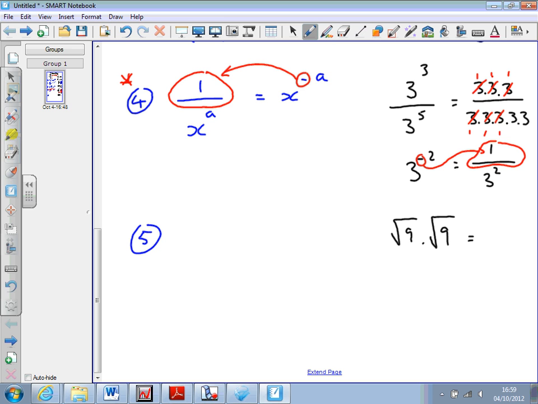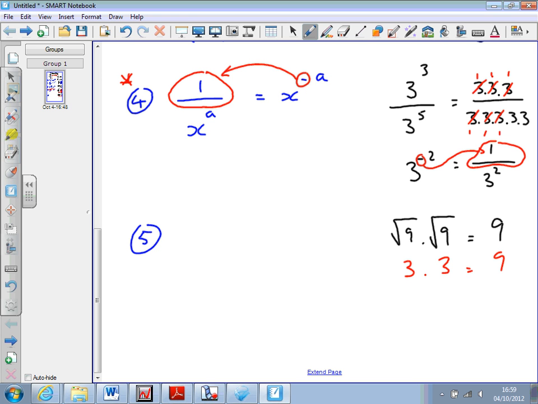Right, that symbol, square root of 9, multiplied by the square root of 9. What does that equal? 9, yes. The square root multiplied by itself gives the number inside the square root, because that's what the square root means. What is the square root of 9, by the way? Square root of 9 is 3, so 3 multiplied by 3 gives 9, which confirms it.